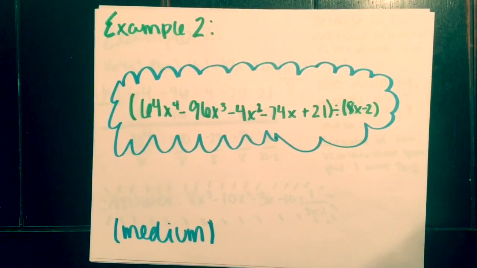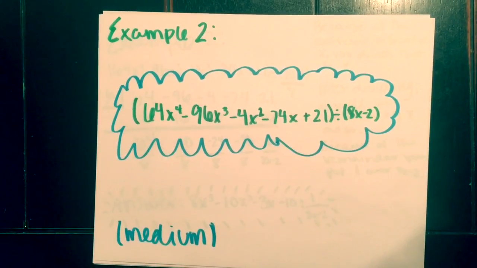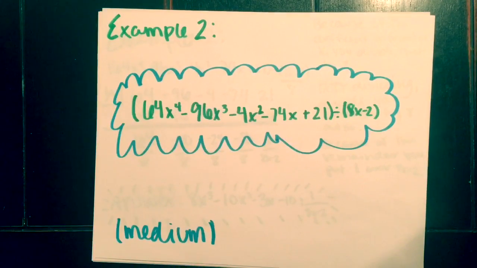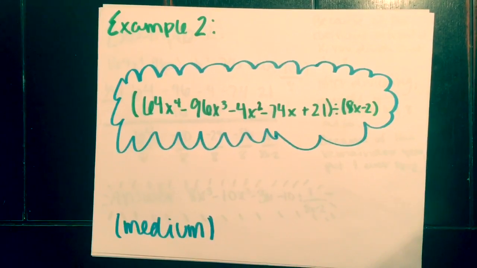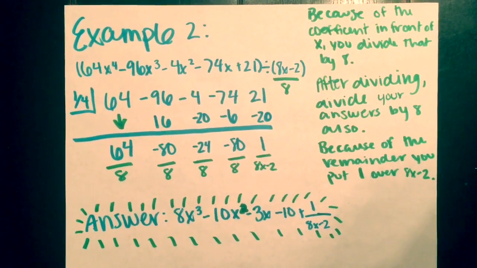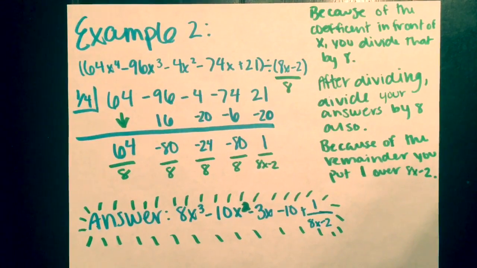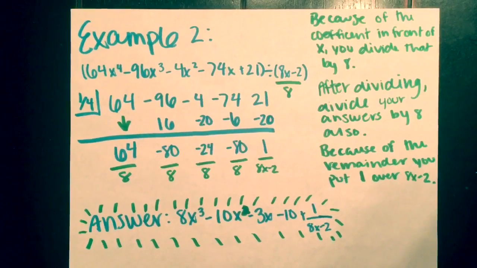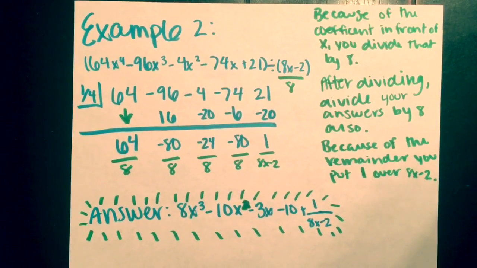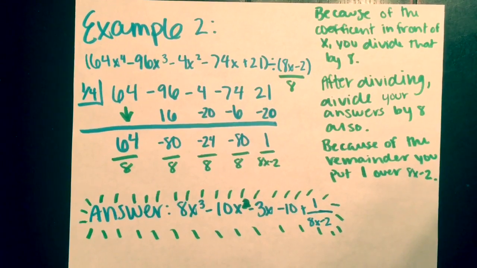Example 2: 64x to the fourth minus 96x cubed minus 4x squared minus 74x plus 21 divided by 8x minus 2. Okay, so for example 2, because of the coefficient in front of x, you divide that by 8 to get 1/4. You're going to put that in the box to the side and then bring all of your coefficients down and leave them there.